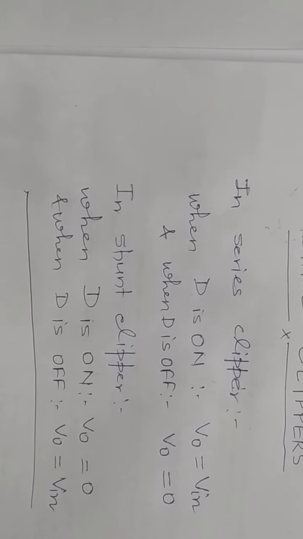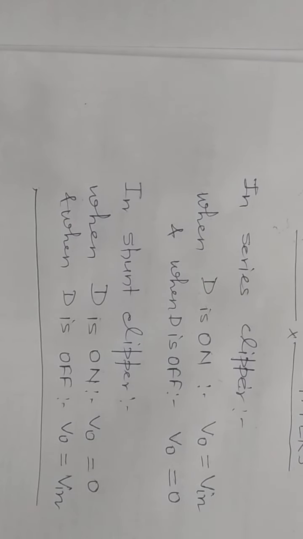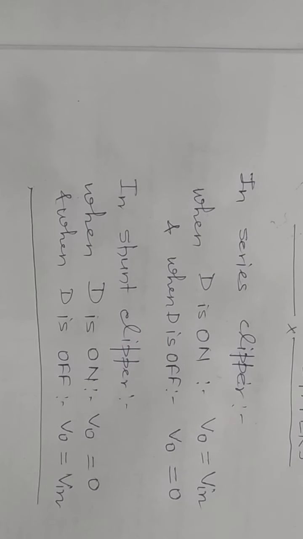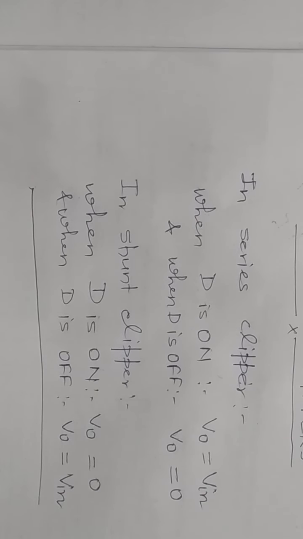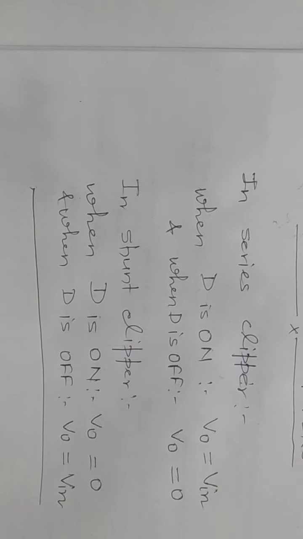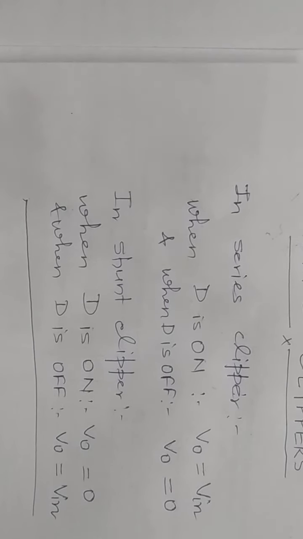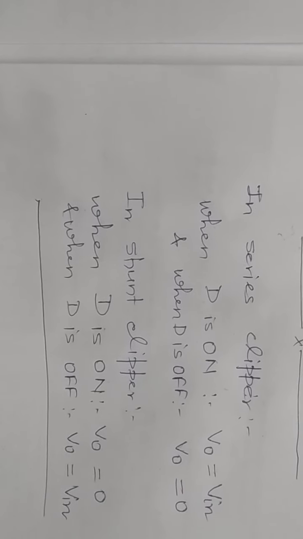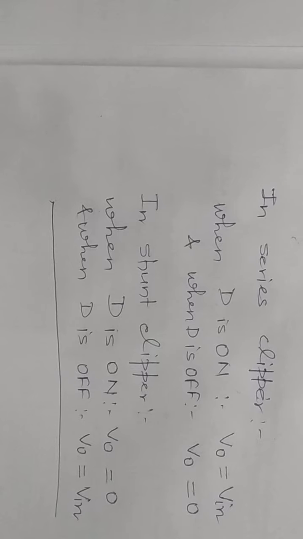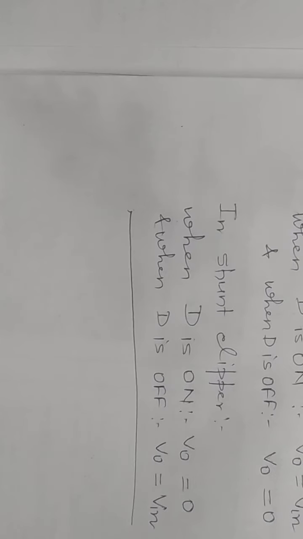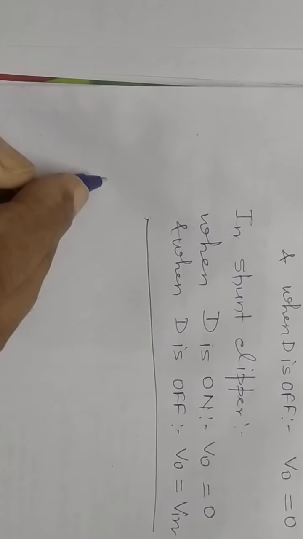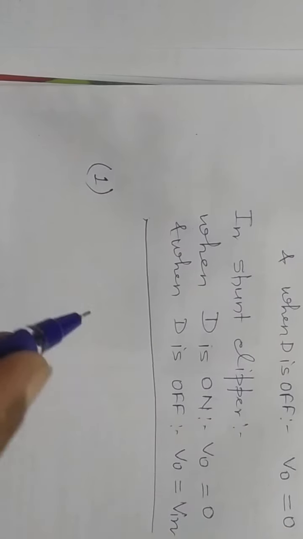Now we will discuss a different type of clipper which is known as biased clipper. In case of biased clipper, the clipper circuit has an additional component which is called DC supply. So now we will discuss the biased clipper circuits. In biased clipper, we will discuss series and shunt both cases. So I am considering one example of a biased clipper.